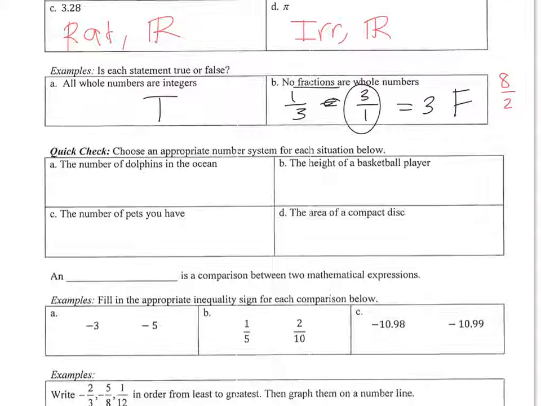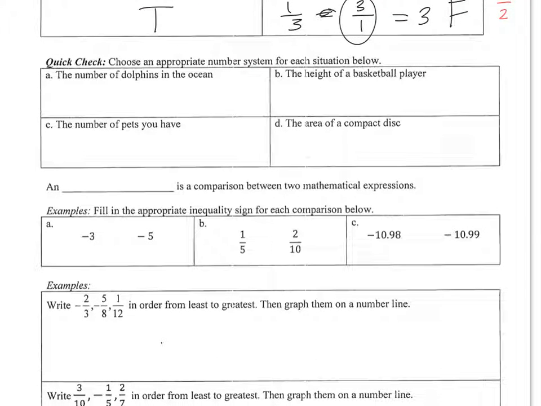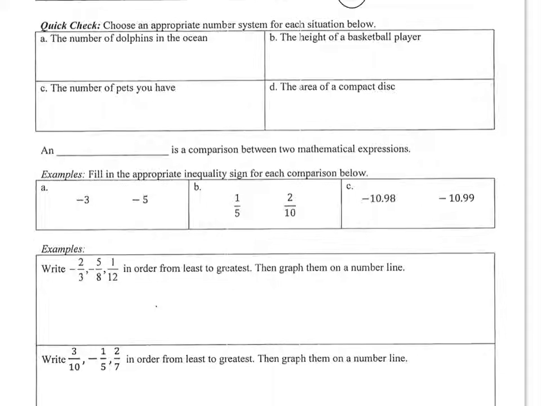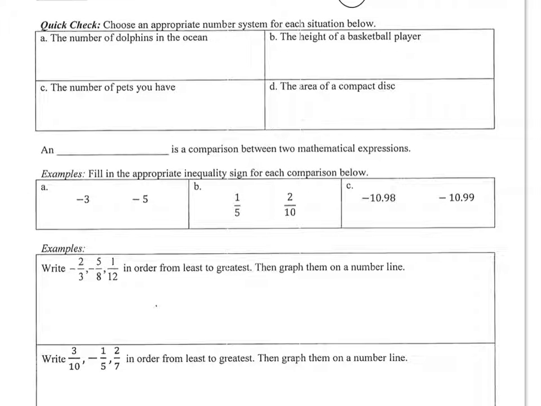Next part, choose an appropriate number system for each situation below. So give me a number system that could describe that situation. The number of dolphins in the ocean. Well, we know there's some dolphins in the ocean, so this is natural. There's not 0 dolphins in the ocean.